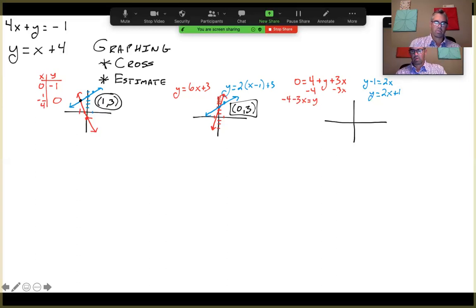The first line, which is in red, has a y-intercept of negative 4 and a slope of negative 3. So I'm going to go up 3 and to the left 1. That line looks something like this.